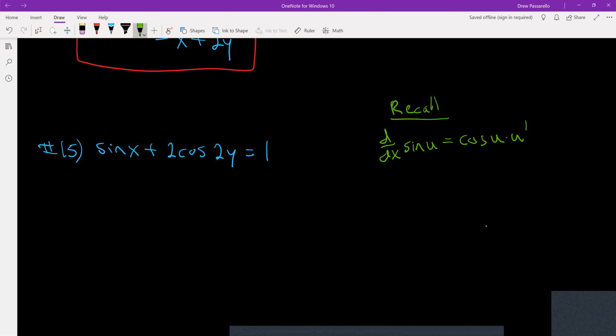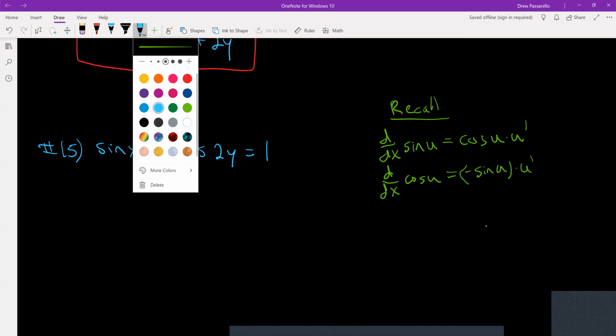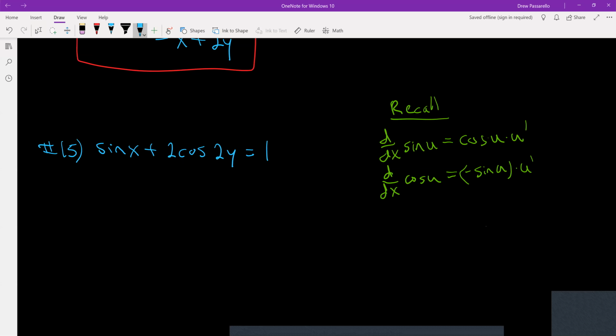If I have the derivative of cosine, all right, this is chain rule from the last section. The derivative of cosine is negative sine, the negative sine of u times u prime. The outside function is the trig function, cosine or sine, and the inside function is u. So that's the chain rule, and this was covered in the last section.